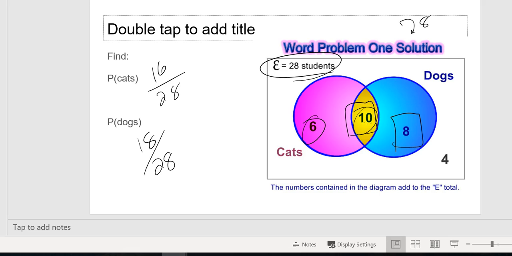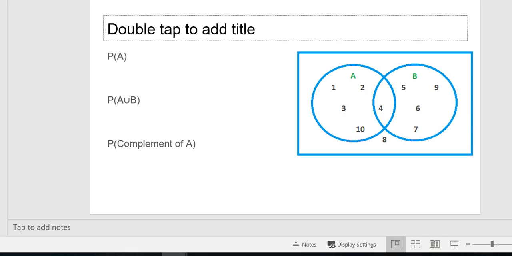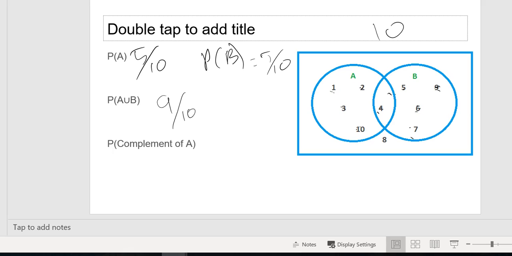So I want to talk about a couple of things. Probability of A: if I count 1, 2, 3, 4, 5, 6, 7, 8, 9, 10, there's 10 total. If I want to know the probability of A, there's 5 inside A. Let's do probability of B: 5. Probability of A union B, that's everything in the circles: 9. If I want to do probability of A intersect B, that's how many people like both. There's only one.